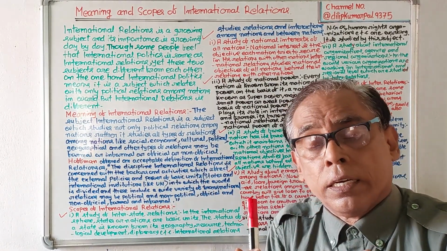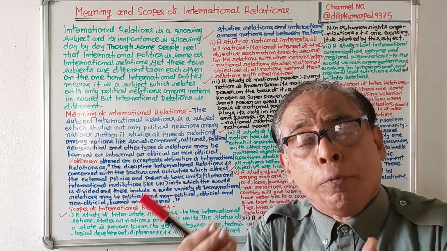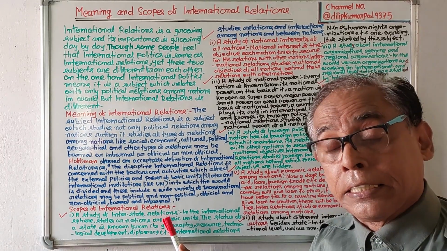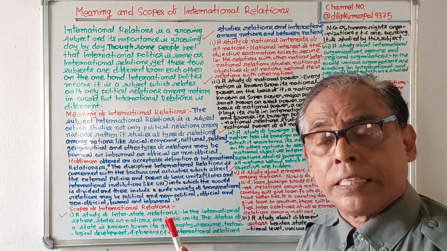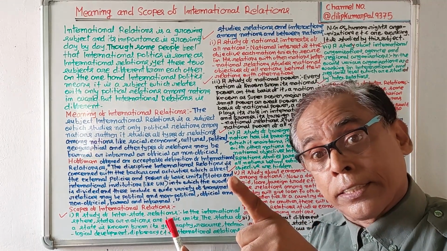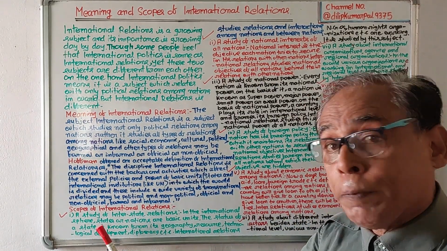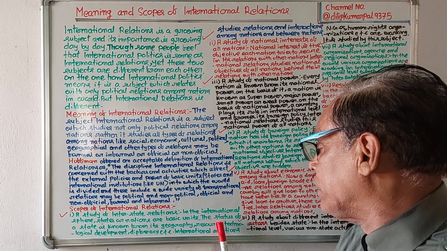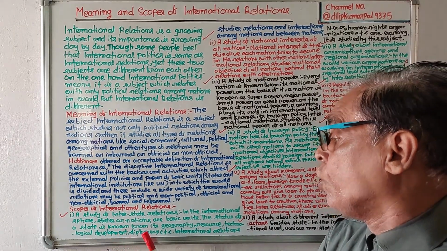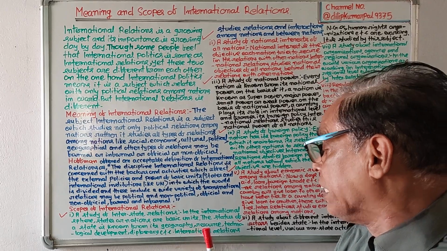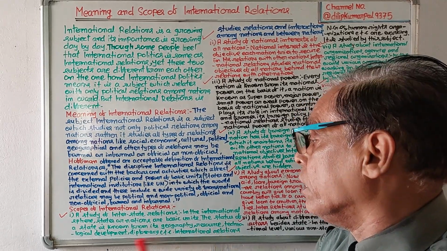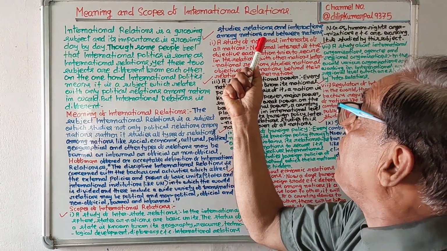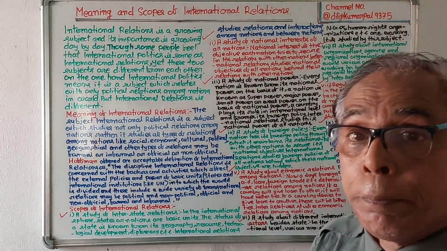By reading the international relations subject, what important things will we learn? Number one, a study of interstate relations. The first scope of international relations is that it studies interstate relations. In the international sphere, states or nations are basic units. The status of a state is known from its geography, resource, technological development, diplomacy, etc. International relations studies relations and interactions among nations and between nations.